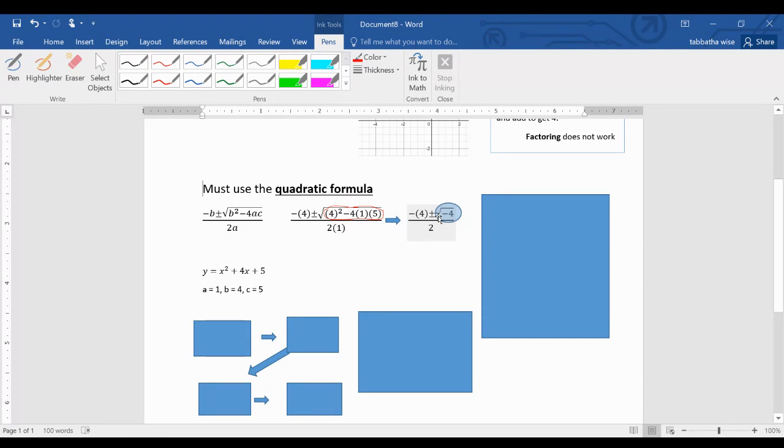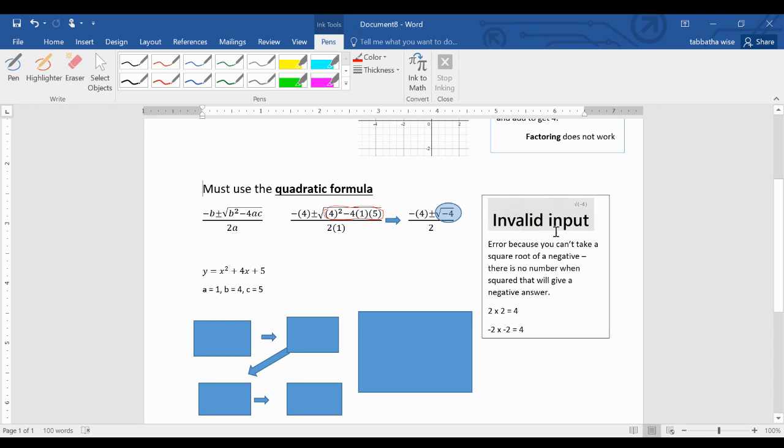Try pulling up your calculator, on your computer or on your phone. See what happens. You should get an invalid input or an error. That's because you can't take the square root of a negative number. There is no number that when squared will give you a negative answer. If we're trying to get an answer of negative 4, 2 times 2 is 4. Negative 2 times negative 2 is 4. We want negative 4. That's why it didn't work on the graphing or the factoring. It's because of this negative right here.